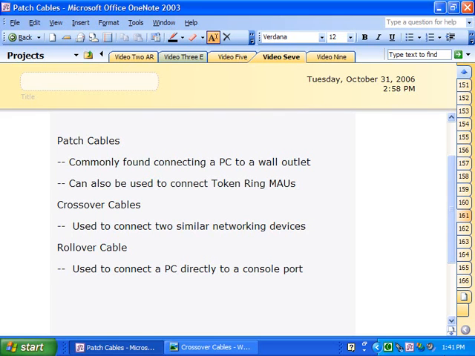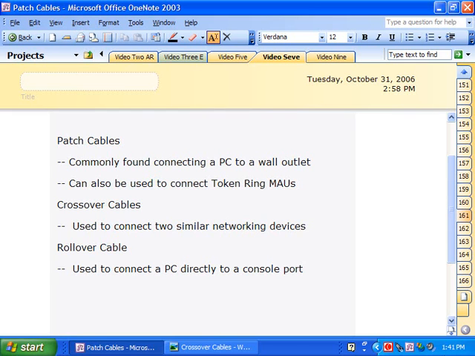And the first one is a patch cable. You're probably familiar with how those are commonly found connecting a network PC to a wall outlet, which then leads to the patch panel, which then leads to the switch. It just depends on how your network is set up. But I want to alert you to the fact that patch cables are also used in token ring networks to interconnect token ring multi-access units. So again, we don't see that many MAUs around anymore, but we do use patch cables to connect them.